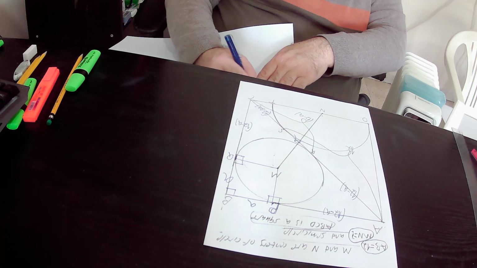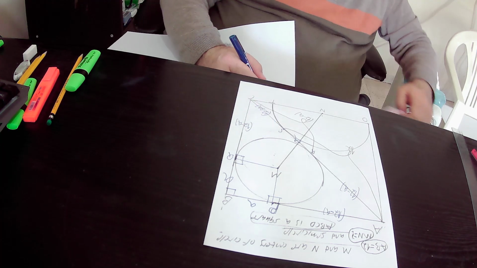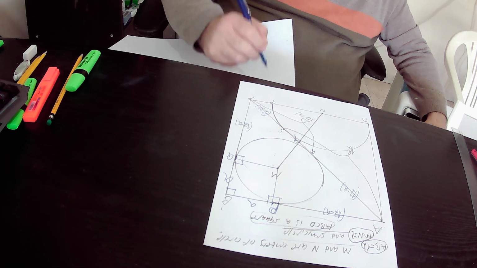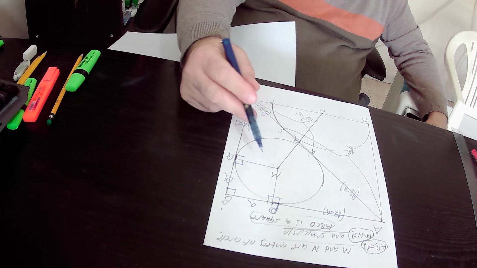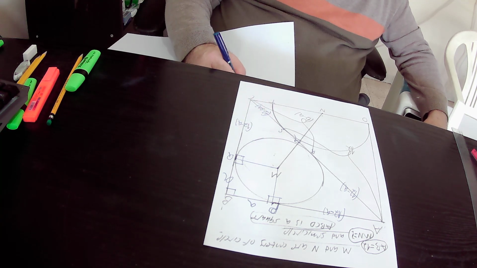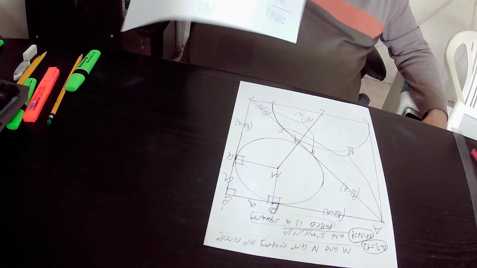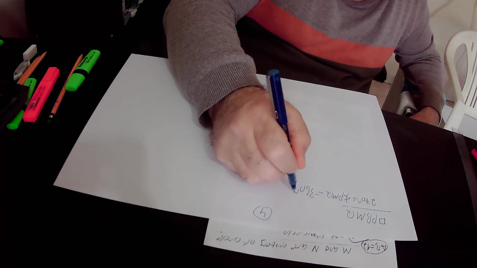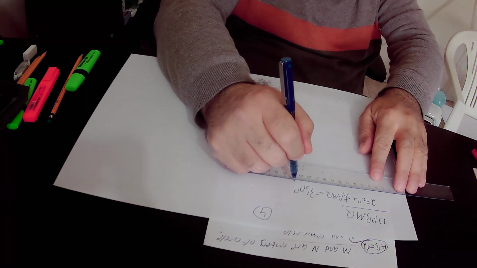I repeat again, in quadrilateral PBMQ we have 3 right angles. The sum of 3 right angles is 270 degrees, plus the size of the fourth angle, that is angle PMQ. In total, the sum of those 4 angles must be equal to 360 degrees, according to the rule that the sum of the angles in any quadrilateral is equal to 360 degrees.